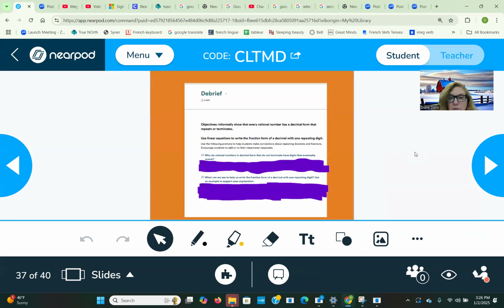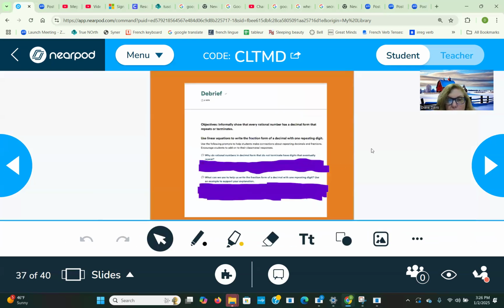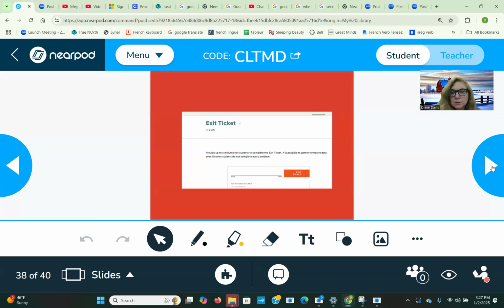Okay, objectives: informally show that every rational number has a decimal form that repeats or terminates. Why do rational numbers in decimal forms that do not terminate have digits that eventually repeat? After you've thought of that, provide up to 5 minutes to complete the exercise. What can we use to help us support the fraction form? Don't worry about this one. We're going to move forward to the exit ticket.